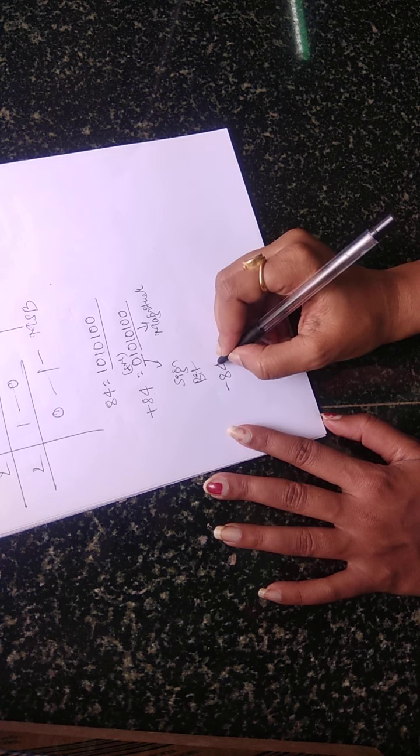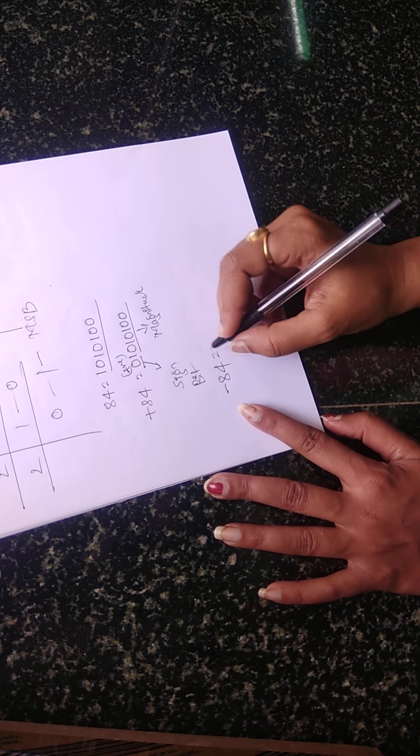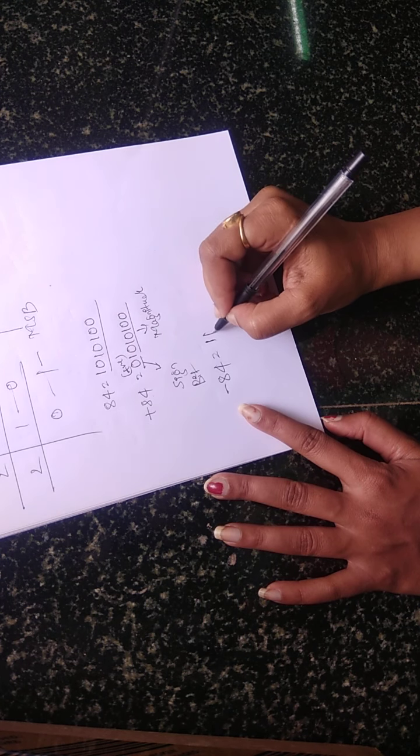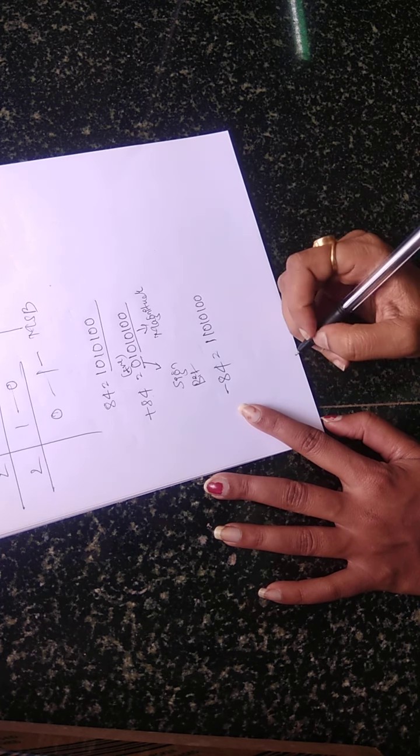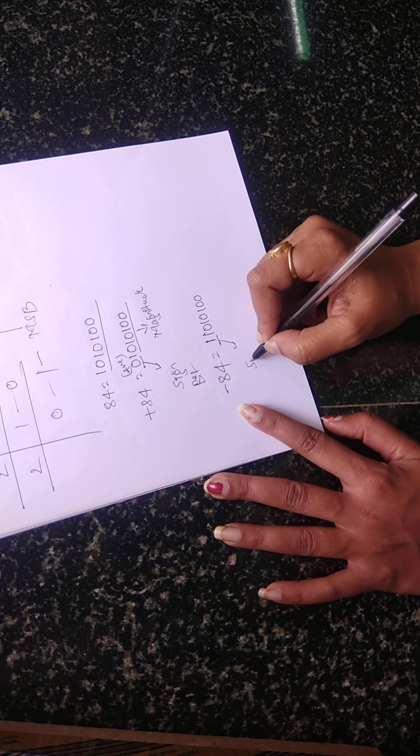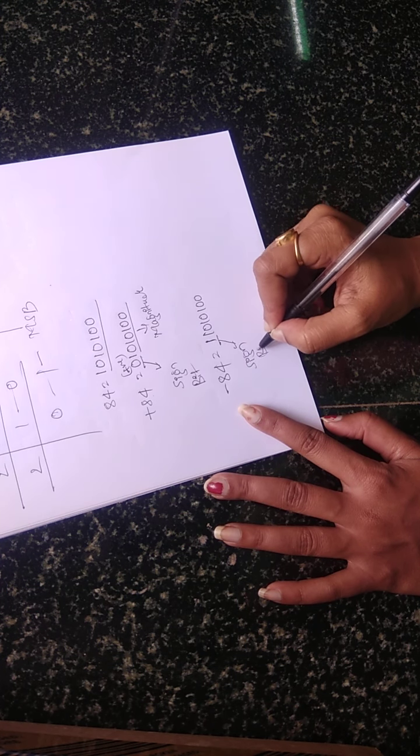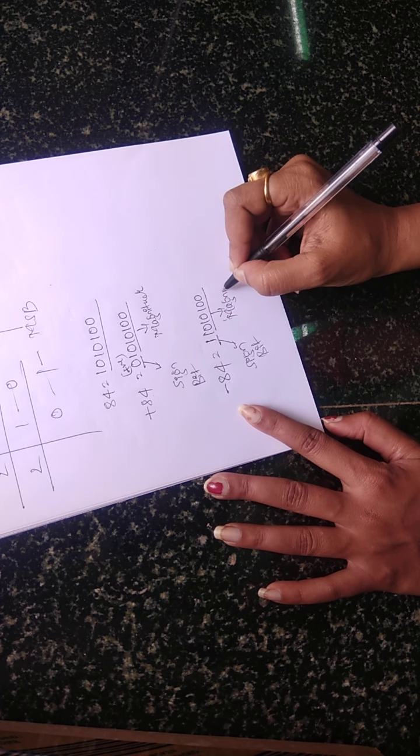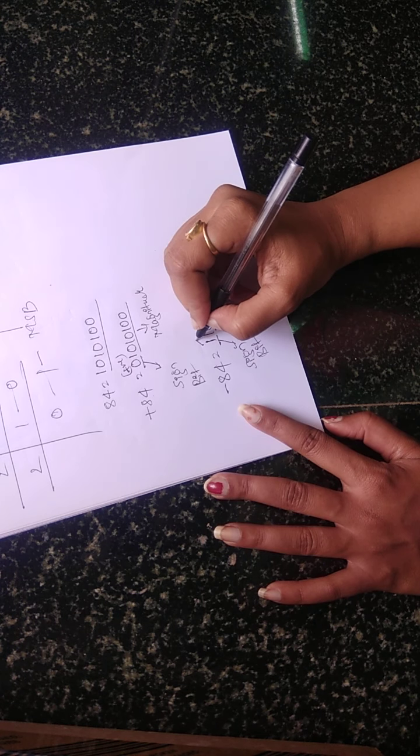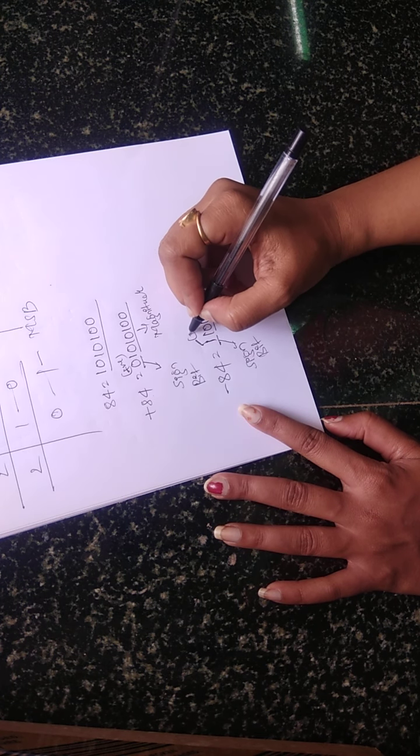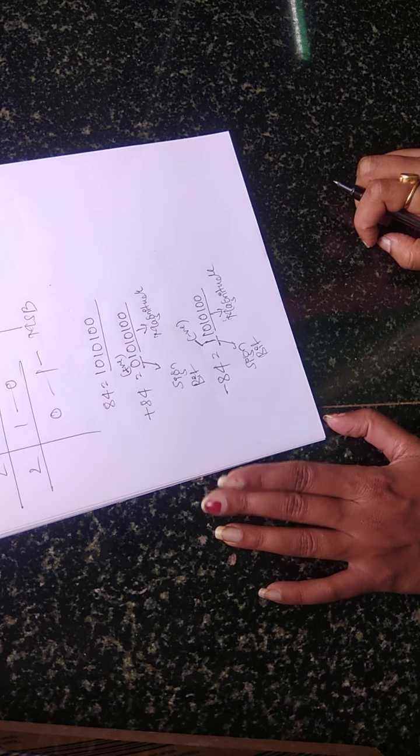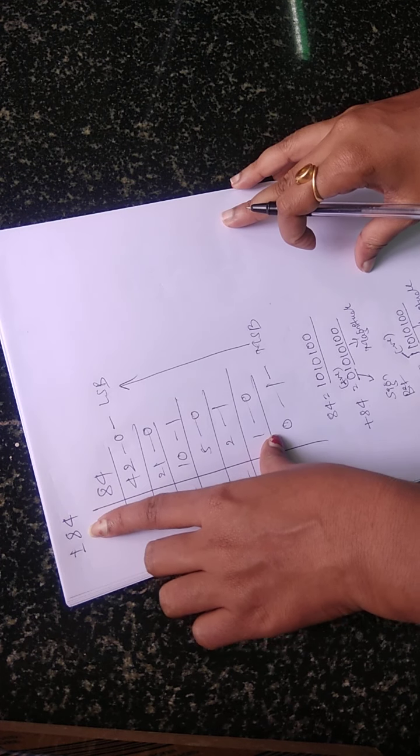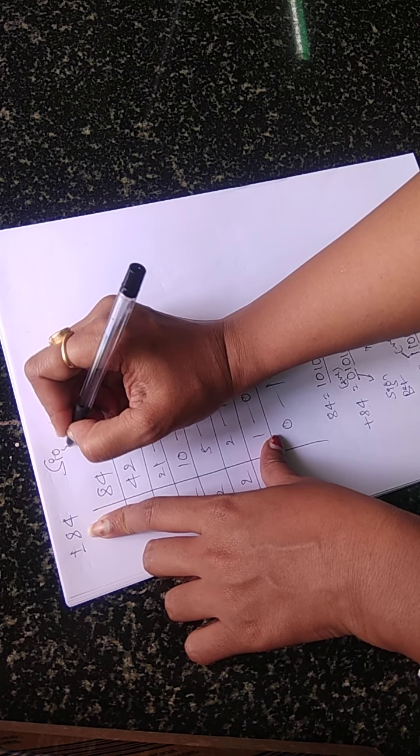Similarly, for minus 84, the sign bit for minus is 1. So the value of 84 is 1010100. This is your sign bit. This is your magnitude. This is 1 because the number is negative. Clear? Like this, you have to represent a number with its sign using sign and magnitude representation.